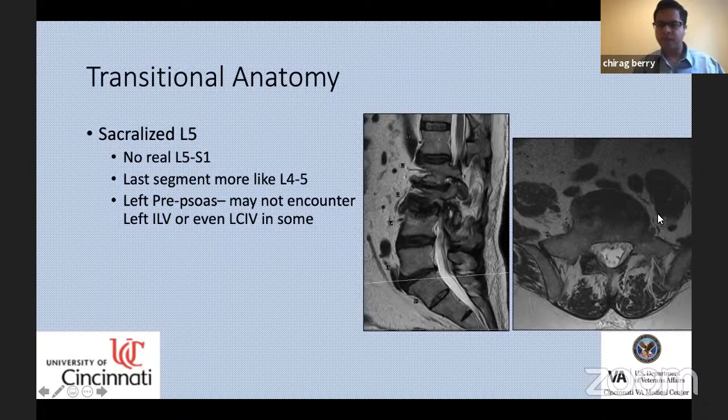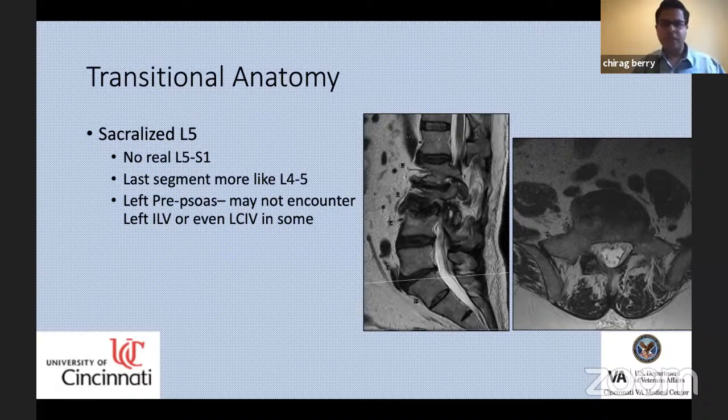This is the cross section through L5S1. And you can see that the bifurcated left common iliac vein is actually here in the midline rather than close to the psoas here. So that really makes it behave more like an L4-5. You can safely do a pre-psoas approach on the left side without even encountering any vein ligation or any significant retraction of the vessels. So that's an easier problem to treat.